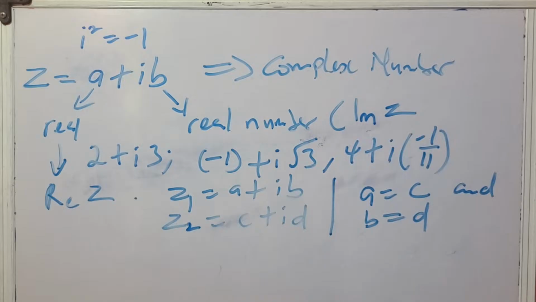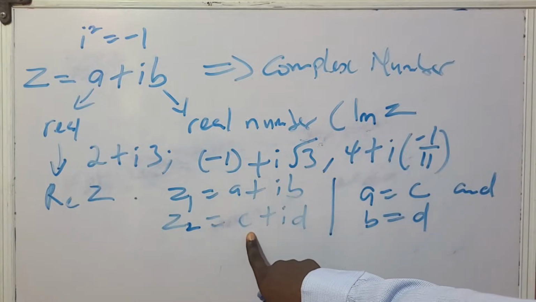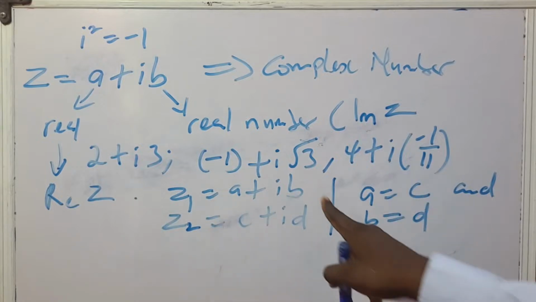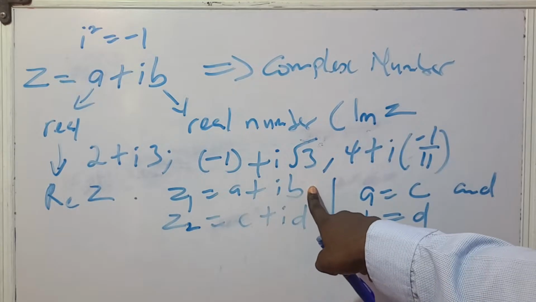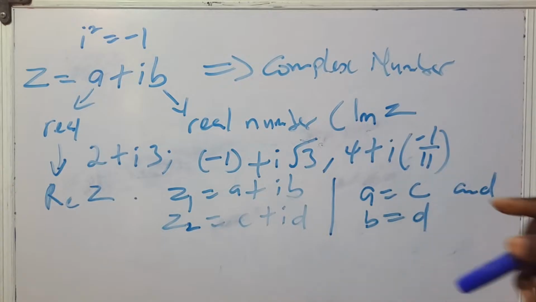These are important questions, and you can see lots of technical questions where they will tell you two complex numbers are equal. If you're given two complex numbers to be equal, just note that the only case for them to be equal is if the real parts are equal, A being the real part of Z1 and C the real part of Z2, and the imaginary parts are equal, B being that of Z1 and D that of Z2. That is the only case where you will say two complex numbers are equal. We'll be solving a question on this very soon.